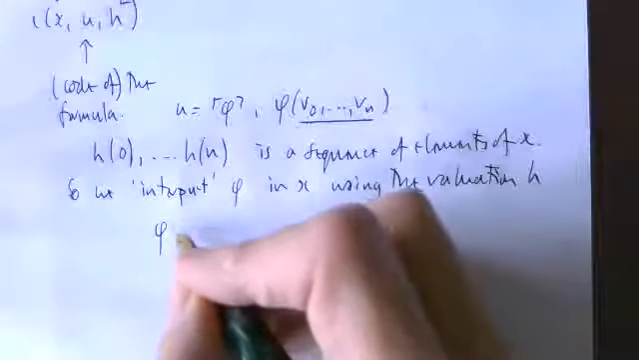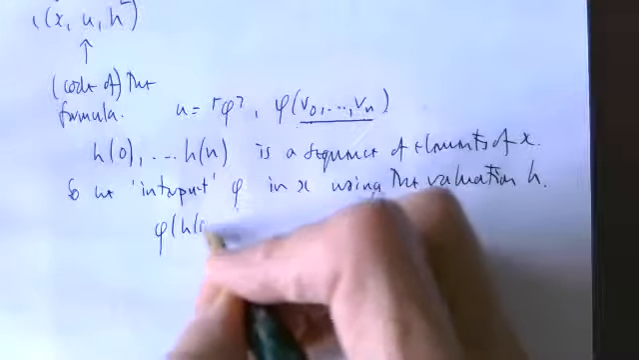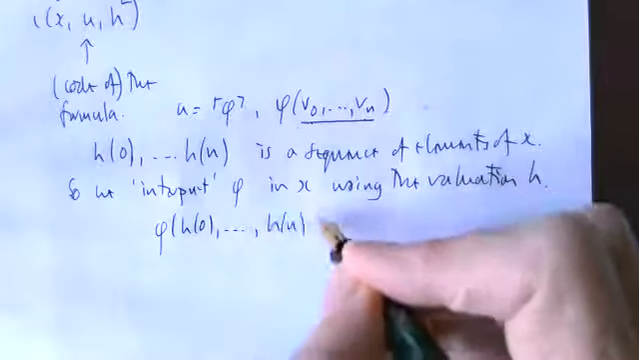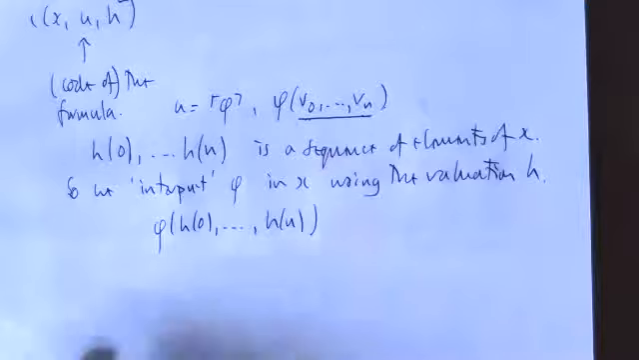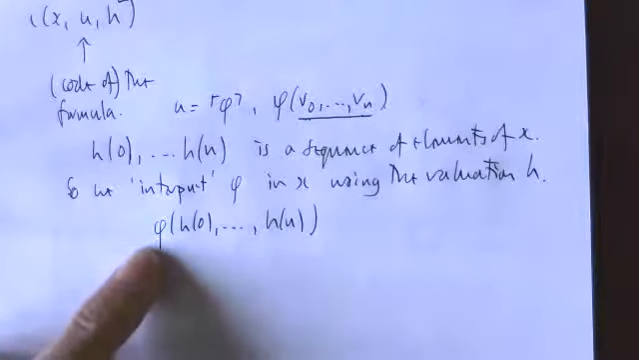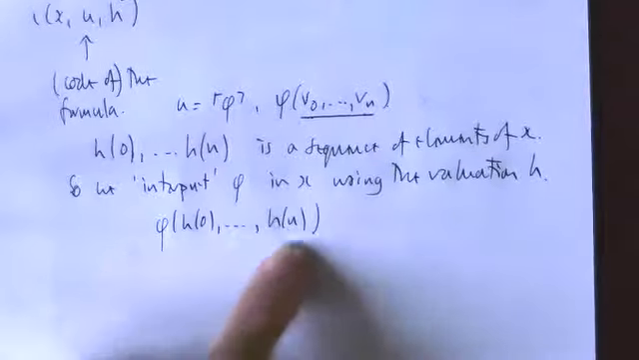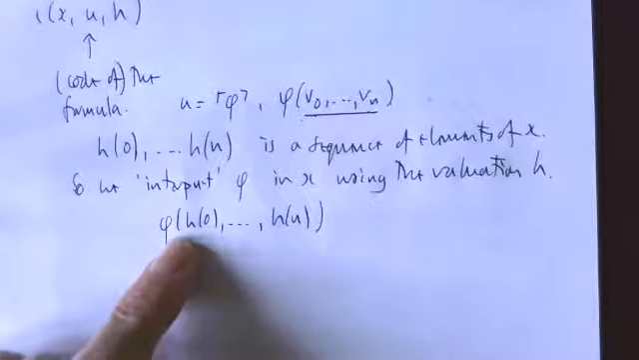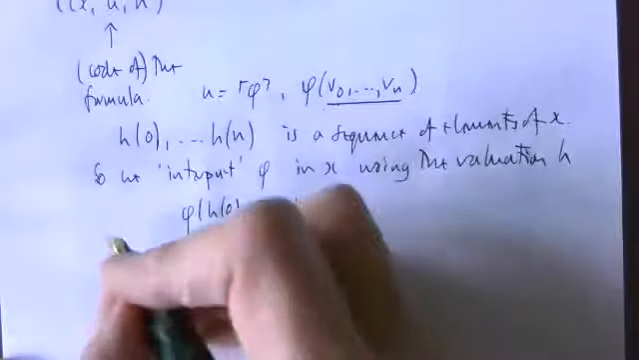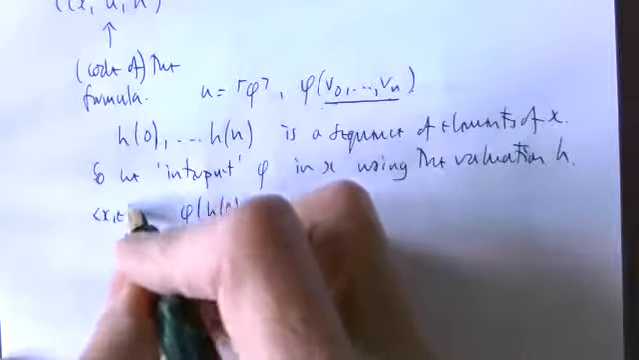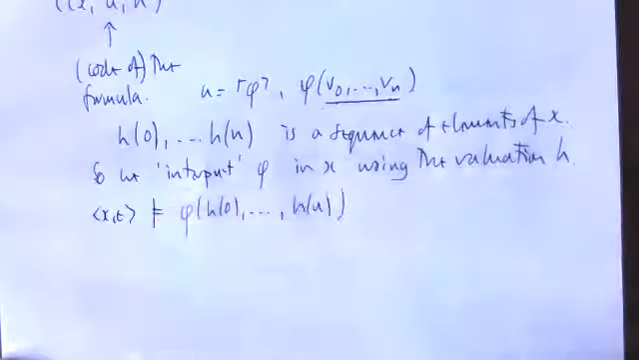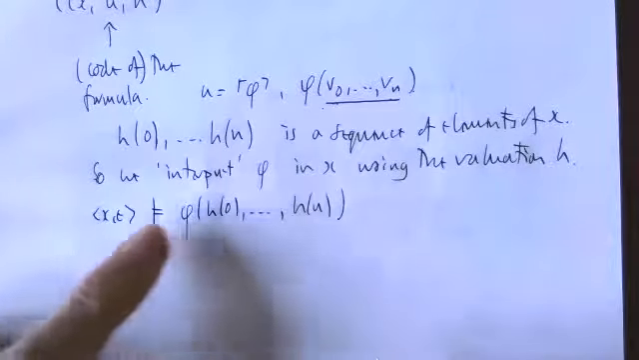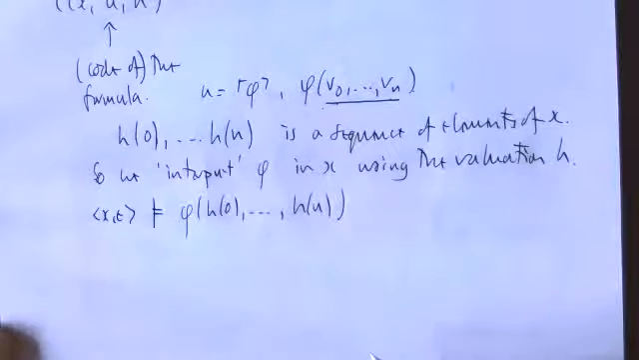Because now I've got my formula phi, and I'll put in for V0 up to Vn, here H0 up to Hn. So now I can associate some meaning to this. The formula says something now about these gadgets, which are all in X. And then the satisfaction relation just says how I can recursively define what it means for this valuation to make phi true in X.